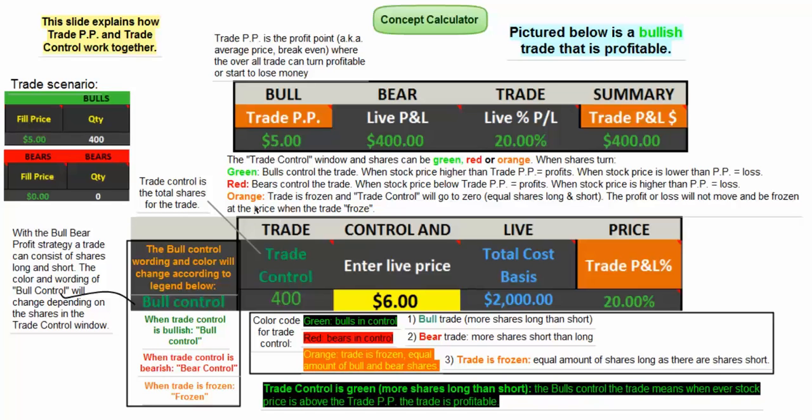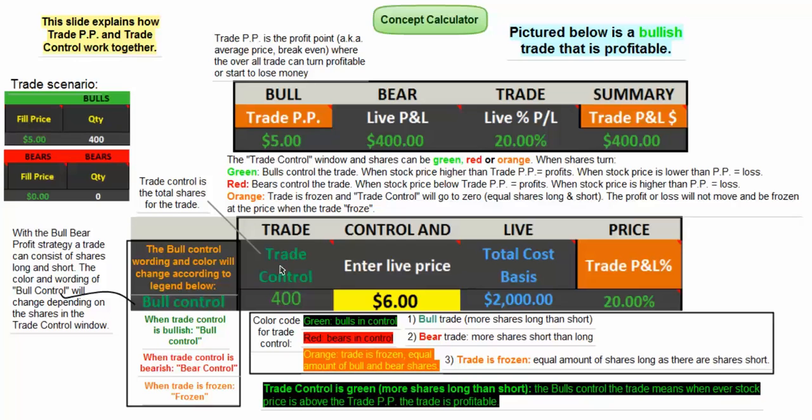If it's orange, that means the trade is frozen and the trade control will go to 0, meaning there's an equal amount of shares long as there are short. The profit or loss will not move and be frozen at the price when the trade froze. So we'll explain further down different scenarios about when the trade is bearish or when it's frozen.